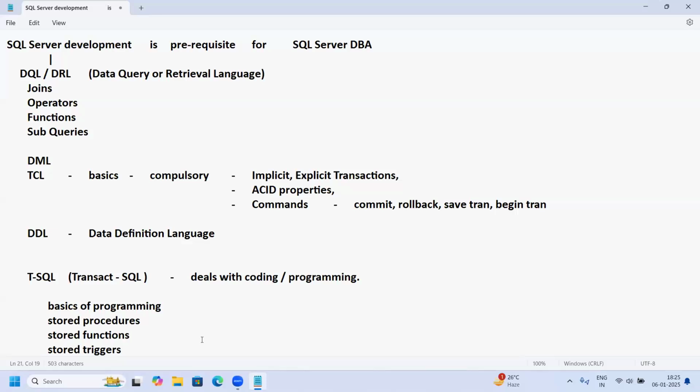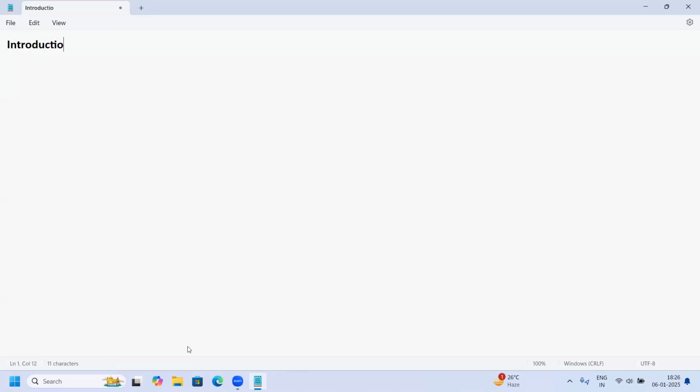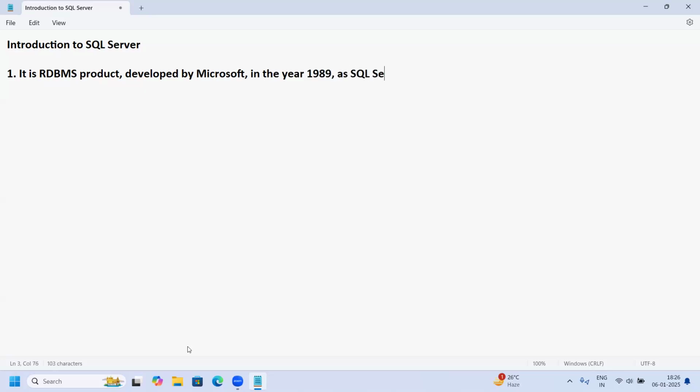Now, keeping all these things in view, first let me give you a brief overview of SQL Server. Then I'll get into the administration part. Introduction to SQL Server: it is an RDBMS product developed by Microsoft in the year 1989 as SQL Server 1.0.